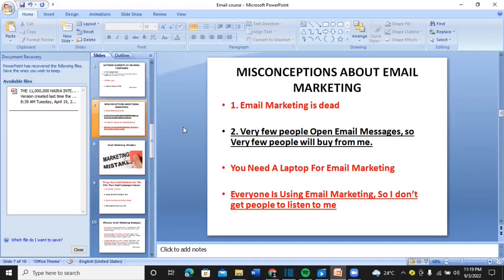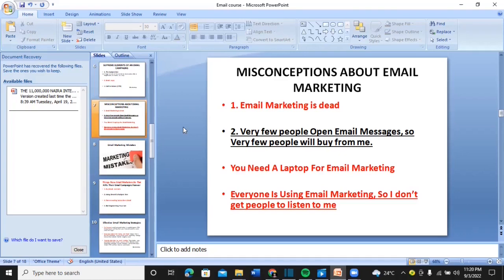Next, the third misconception is that you need a laptop to start your email marketing journey. It is a pure misconception. In fact, most entrepreneurs, digital marketers, consultants, creators, or small team businesses use their phone to do their email marketing mostly.